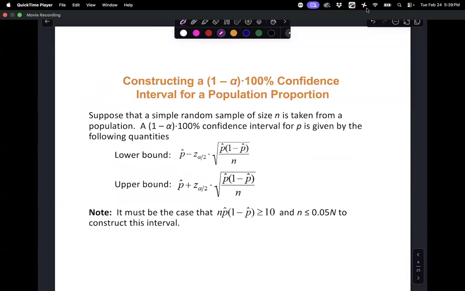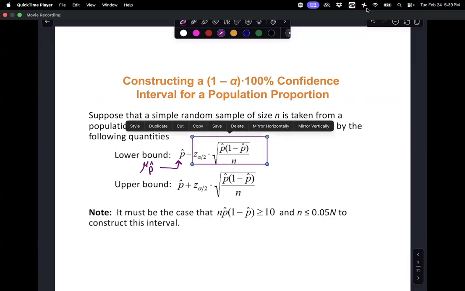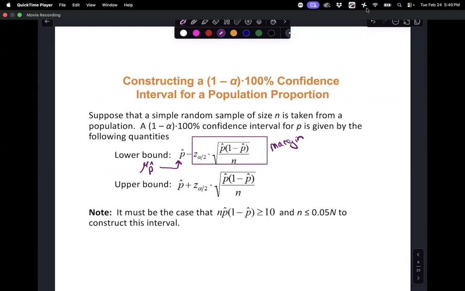So this is how we are calculating our confidence intervals. This is how we're calculating our margin of error. So this right here is our p hat. This is what we're using as our mean, our mu sub p hat. And all of this is our margin of error. It looks really confusing, but it's really not that bad. Let me explain what we're doing.